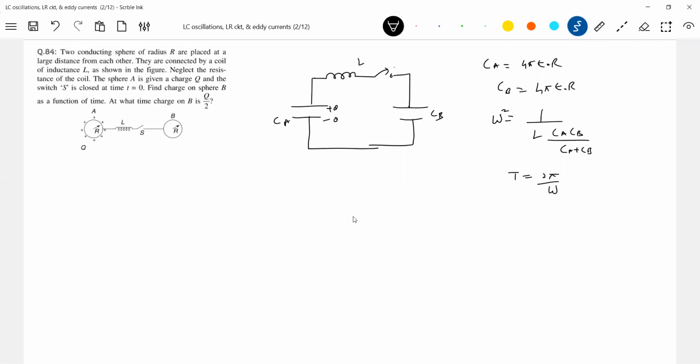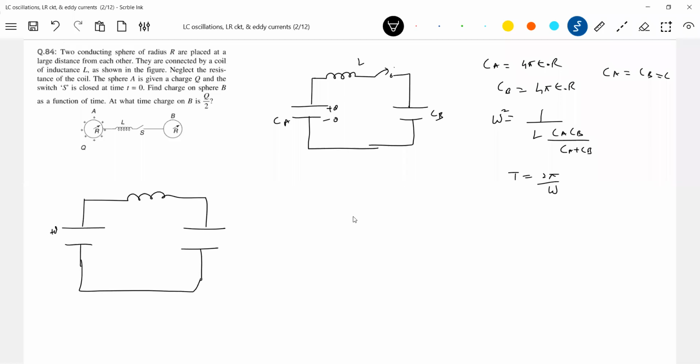At what time will the charge Q on B be Q by 2? Both are having the same radius, so both have the same capacitance. In fact, CA equals CB equals C, you write it. Then when the charge on both the capacitors is the same, the potential difference across them will also be the same. Now go back to the concept from the previous class. Here charge Q by 2, here Q by 2. Capacitance is the same, CA, CB. Then the current through the coil will be maximum, no?